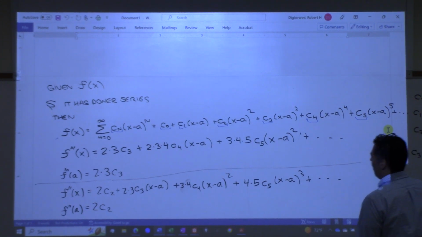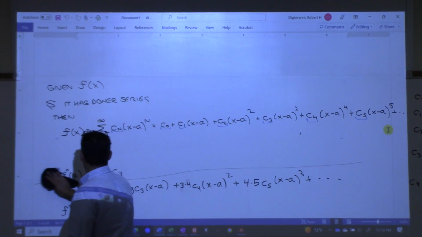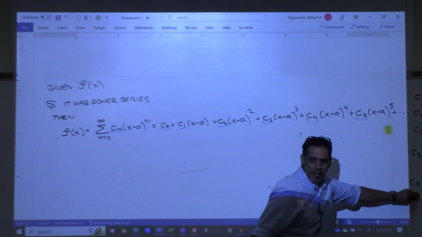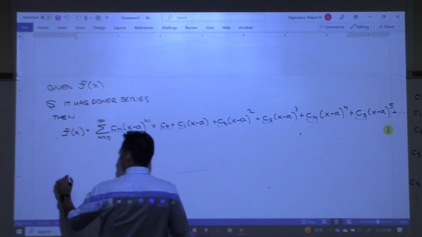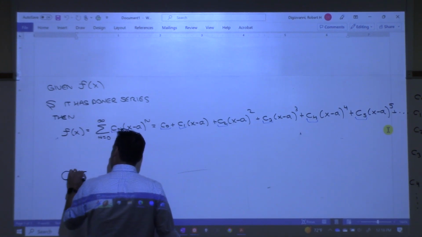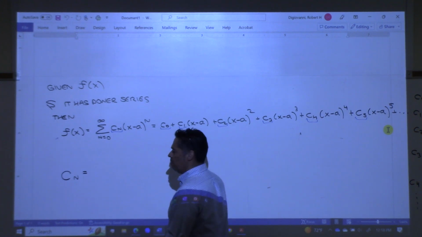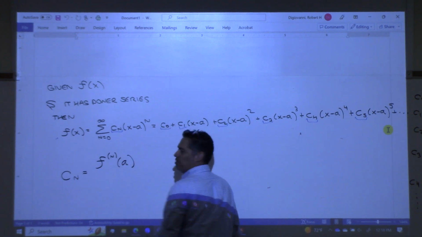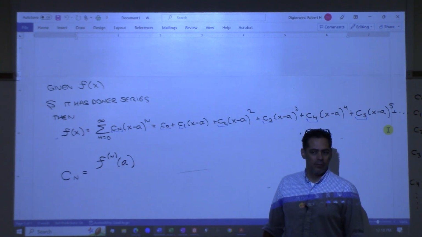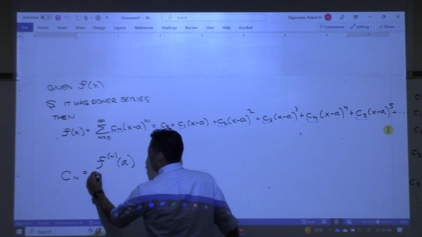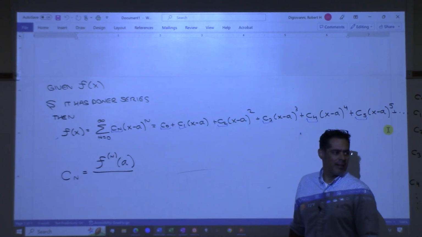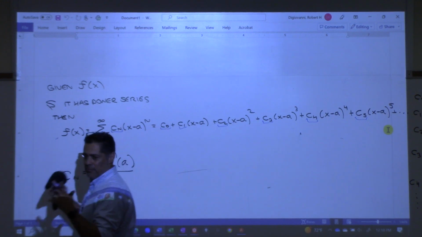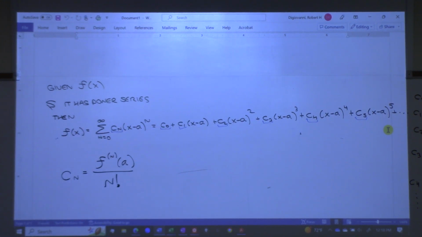All right, so we have a formula, because we have a pattern developing over here. The formula is this: if you want to know what c sub n is, then what you're going to have to do is take the nth derivative and then plug a into it. And divide that by what? n factorial.